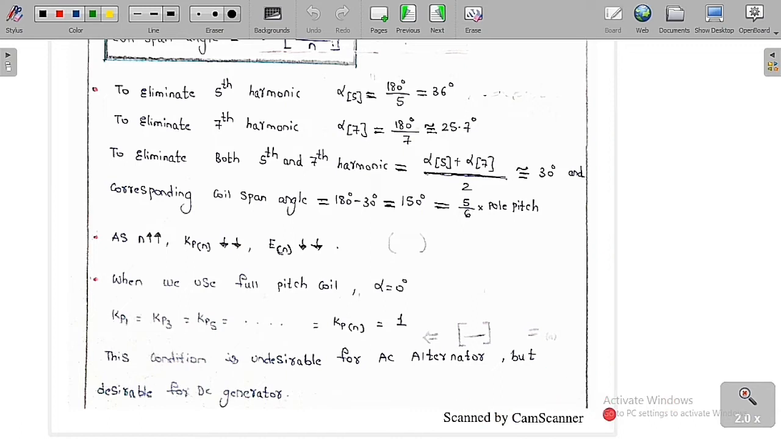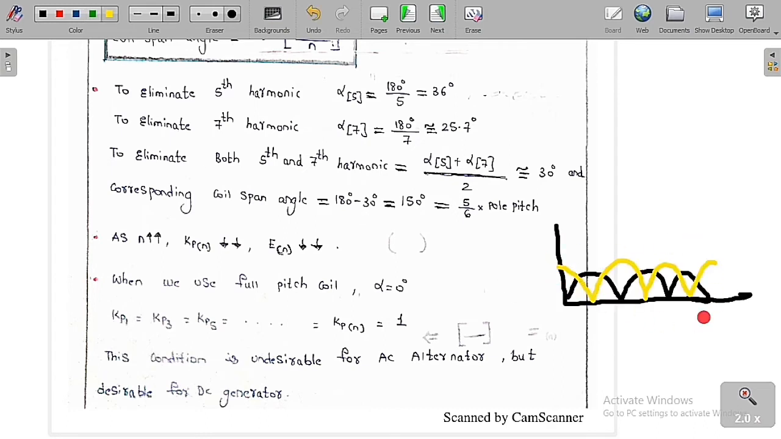All the things are going to be present in the upper coordinate, only in the unidirectional. So all the things are going to get added up, and you are going to get a constant voltage. Very important point, listen carefully. Here, in a DC generator, if all the harmonics are present, what is going to happen? They are going to be present only above the time axis.